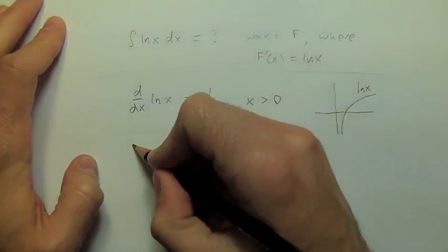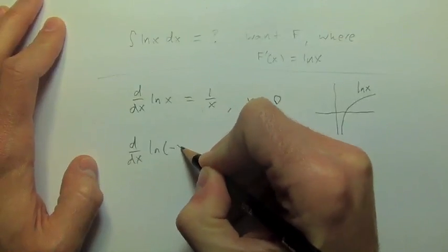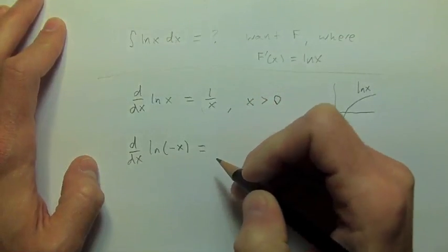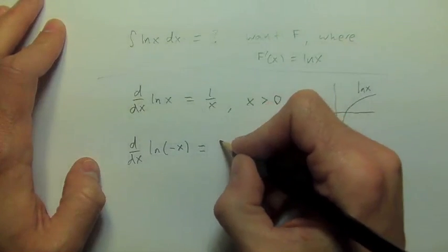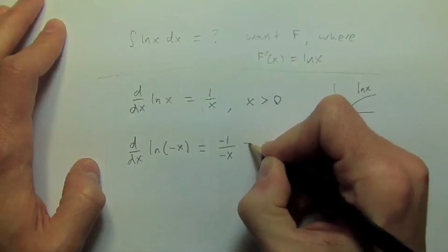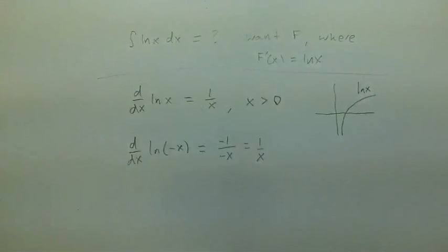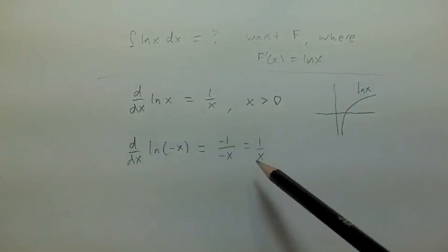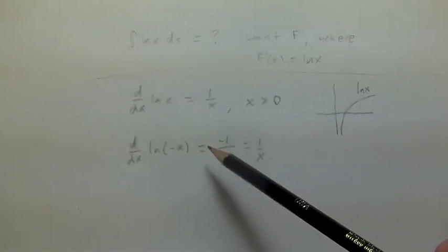Okay, but if I take a look at the derivative of the natural log of negative x, and take its derivative. Remember, it's going to be the derivative of the stuff, which will be -1, over the stuff, which is negative x. So I get 1 over x again. Okay, so that's interesting.